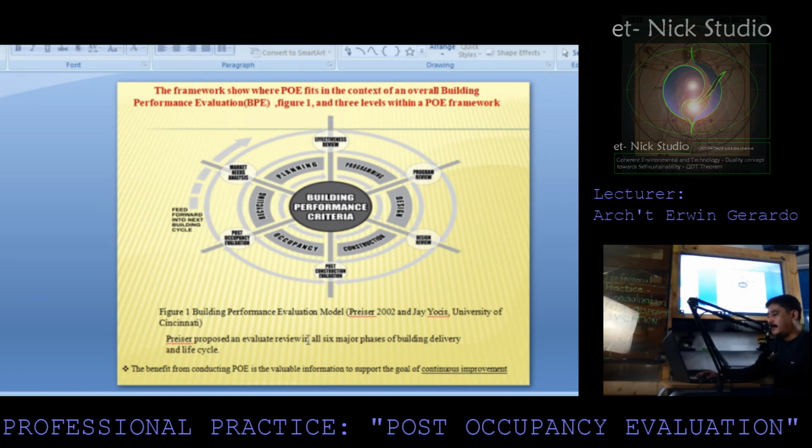Figure 1, the building performance evaluation model. This was actually conducted by Fraser in the year 2002 and J. Yosis at the University of Cincinnati. Fraser proposed an evaluate review in all 6 major phases of building delivery and life cycle. The benefit from conducting PO, or the post-occupancy evaluation, is the valuable information to support the goal of continuous improvement.